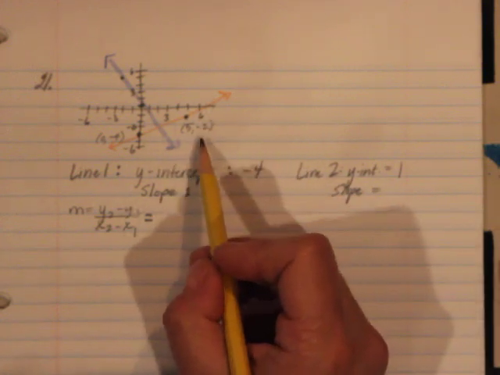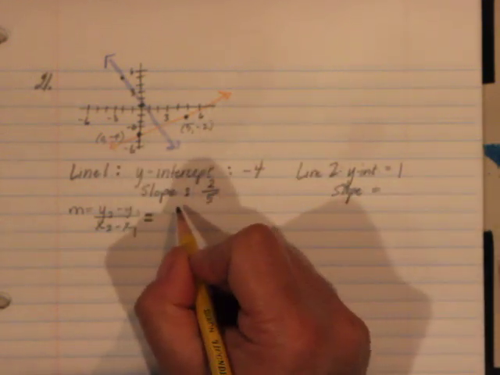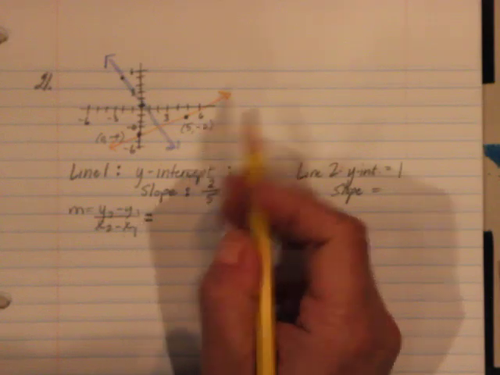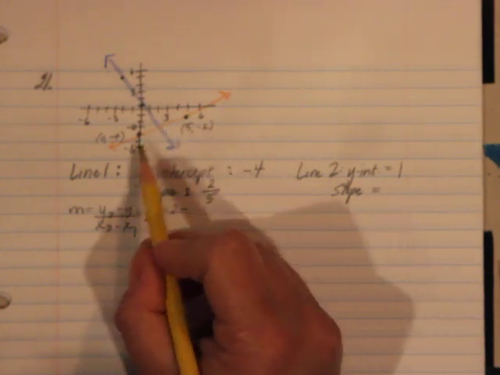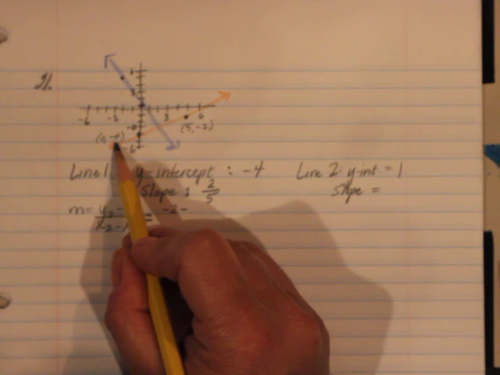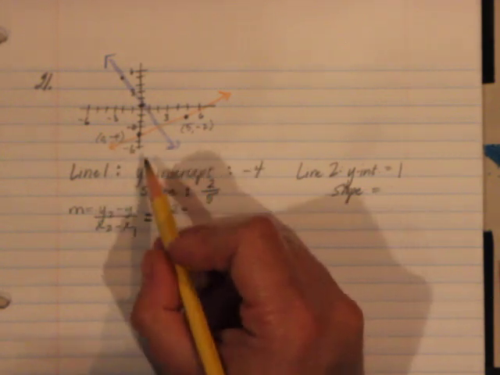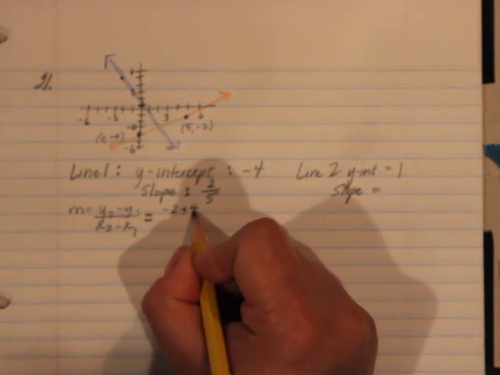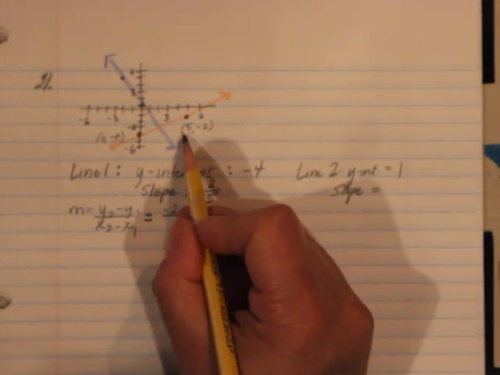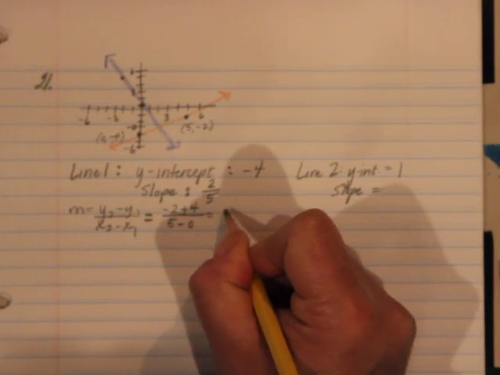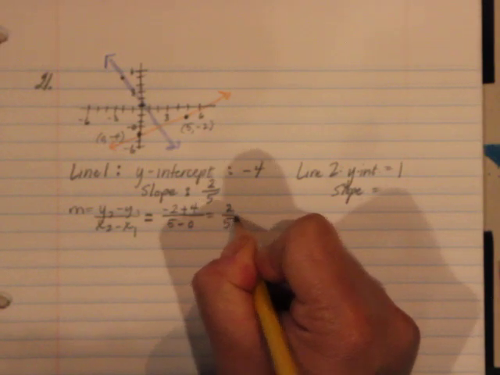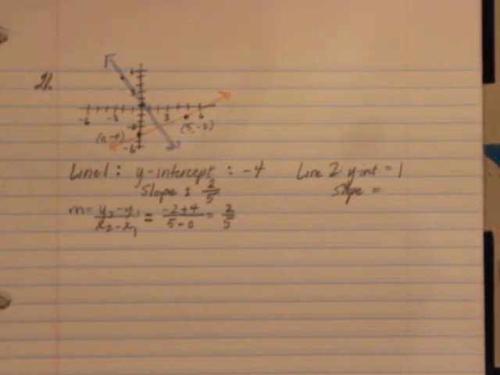Okay? So if I do y2 minus y1, let's have this be y2, -2 minus, here's my y1, minus -4 is going to be +4, over x2, which is 5, minus 0. I end up with 2 over 5. Okay, so I can do it either way.